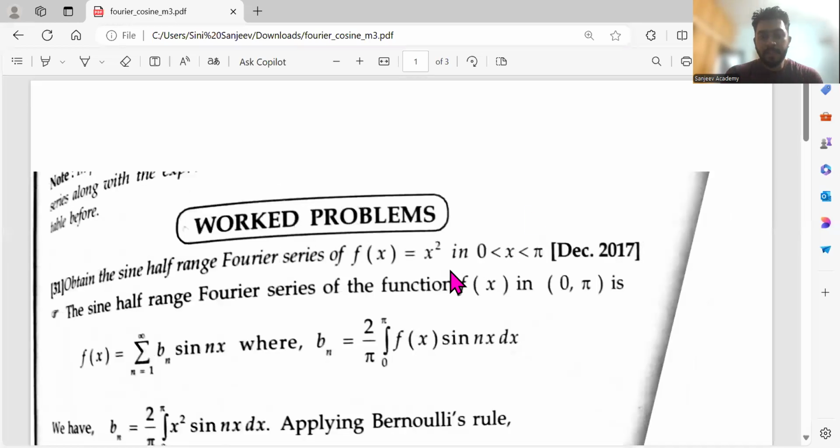In most of the papers, we will be getting it in the interval 0 to pi, correct? So in this question, I have to find the sine half range Fourier series. As I told you, only bn I have to find. So what is the formula? 2 by pi integral, what is the limit? 0 to pi f of x sine nx dx. F of x is x square.